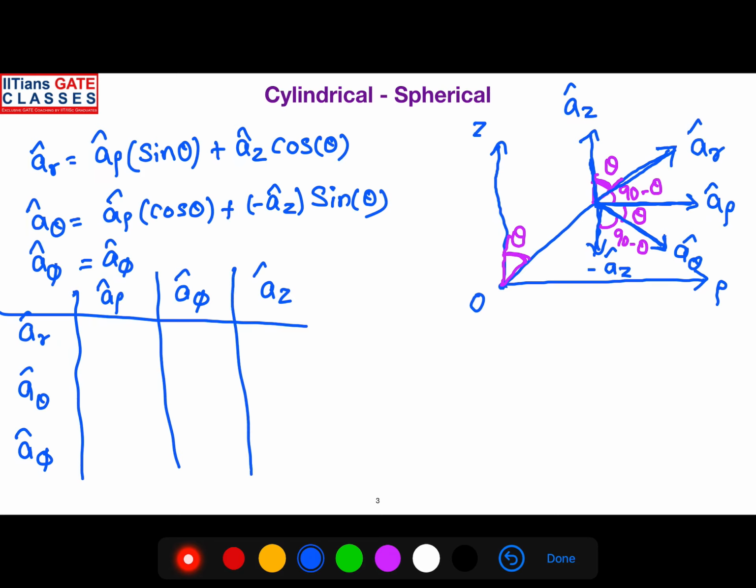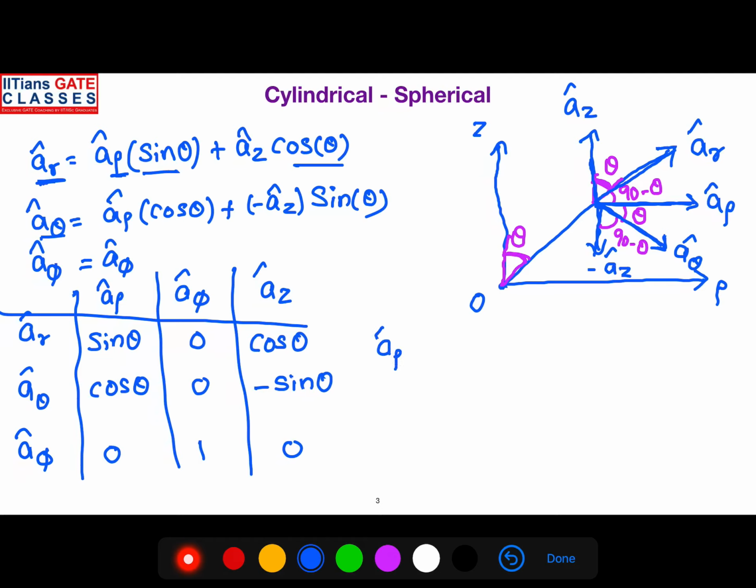So a rho coefficient will be, you can see here in the first equation, AR can be written as a rho into sin theta plus az into cos theta. So a rho factor will be sin theta, and there is no phi component, z component will be cos theta, right? So similarly, a theta can be written as cos theta into a rho, and now there is no phi component, and z component will be minus sin theta. And you can see here phi component will be 0, 1, 0. So this you have seen from spherical to cylindrical. Now we will try to express the cylindrical in terms of spherical.